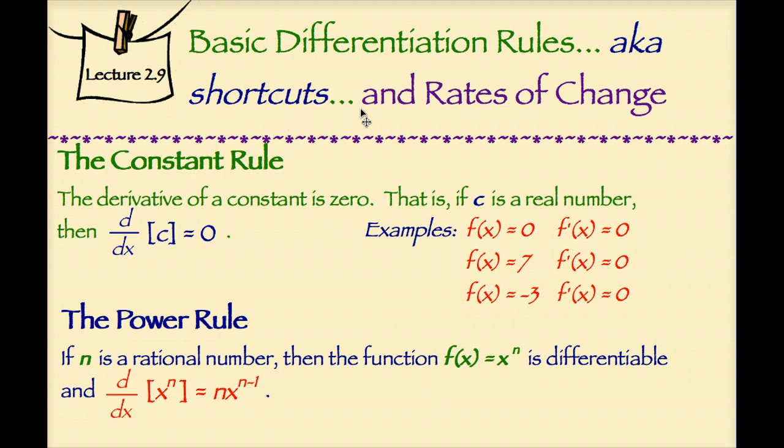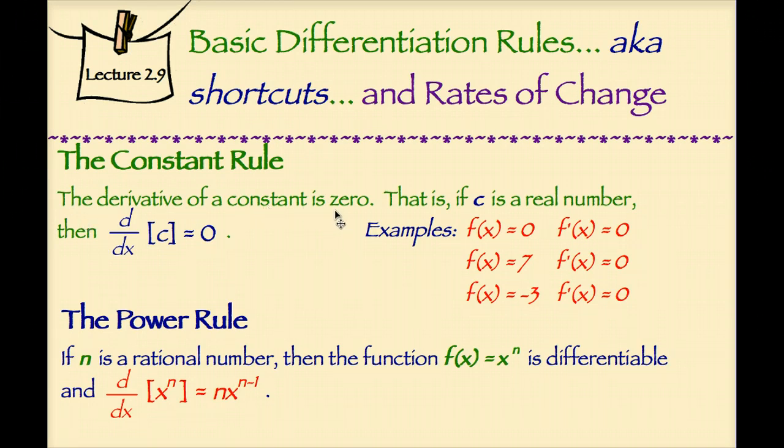As fond as all of you were of the limit definition of the derivative, you may have wondered at times if there were a quicker, easier way to take the derivative rather than using the limit definition of the derivative every single time. Well, this is the lecture where you learn the shortcuts for taking the derivative, starting with the constant rule. The derivative of a constant is zero.